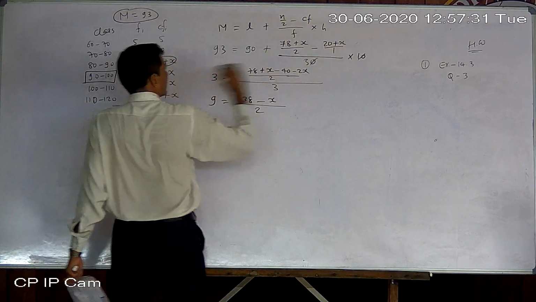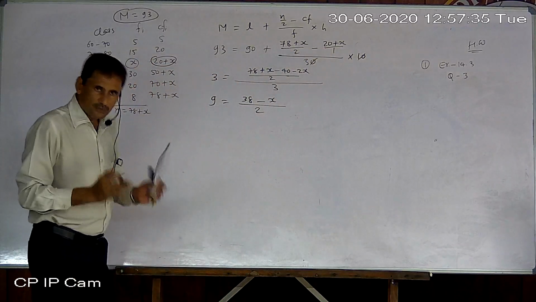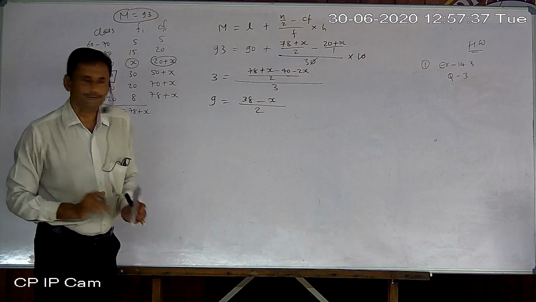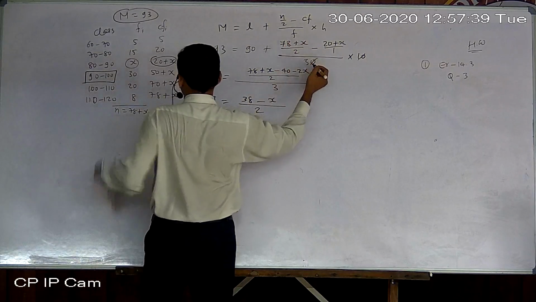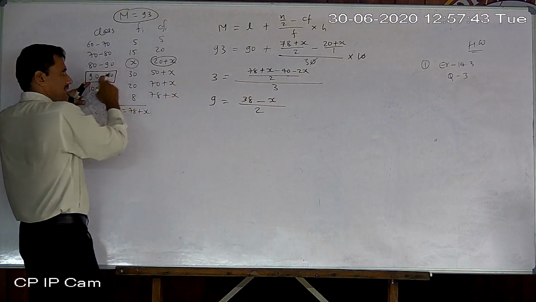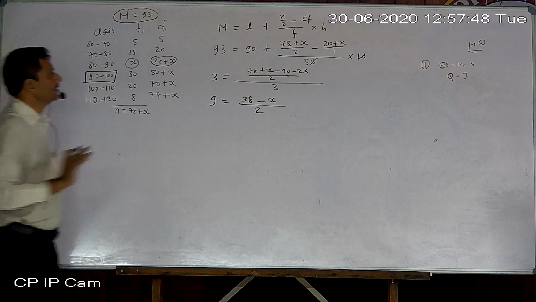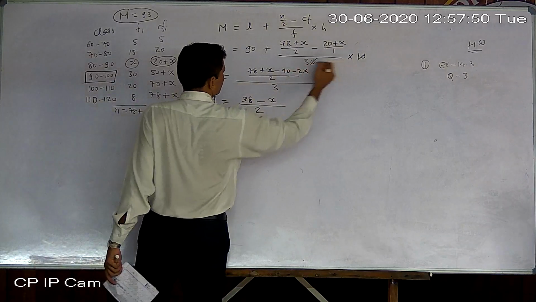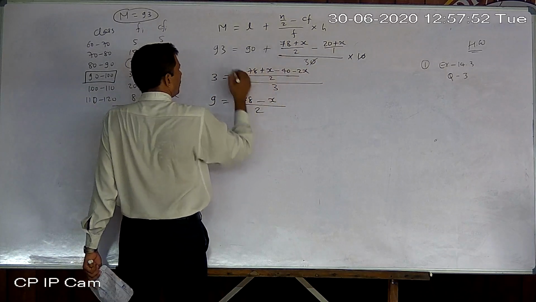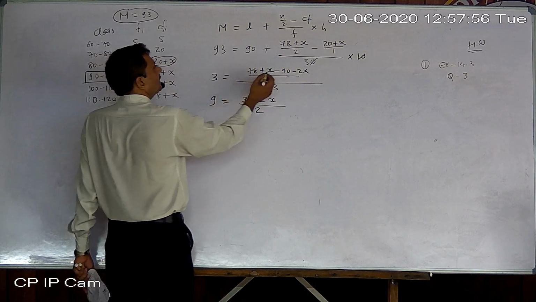CF is 20 plus x. I have written it upon 1. Why? Because if one fraction is there, convert the other one also in the same form. Now the f value is 30. You know why it is 30, and this is 10 by class size, the difference of both boundaries, 10. Now just simplify, this cancellation is possible. Now 90 is shifted towards the left side, so 3 is left here.